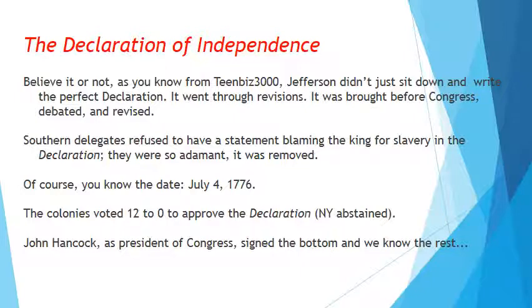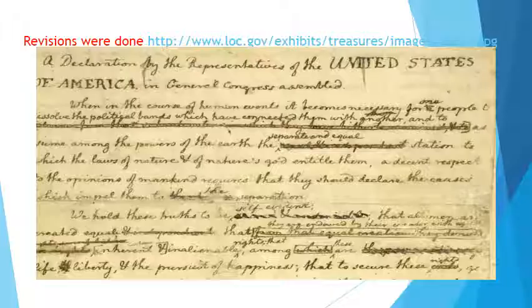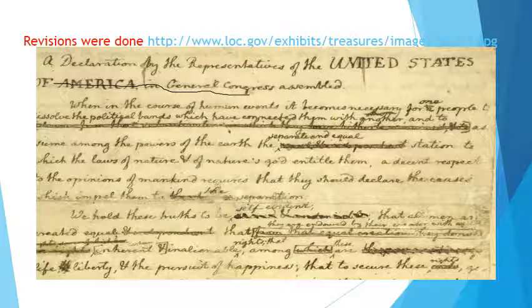Now, we know the rest, but I also want to talk to you about the revisions a little bit, only a tiny bit. Okay, so I want to show you just a tiny bit of the revision. This is an actual picture of one of the actual drafts of the Declaration of Independence, and it's written in Thomas Jefferson's handwriting. If you take a look at it, you'll see Thomas Jefferson writing a declaration by the representatives of the United States of America in General Congress assembled.